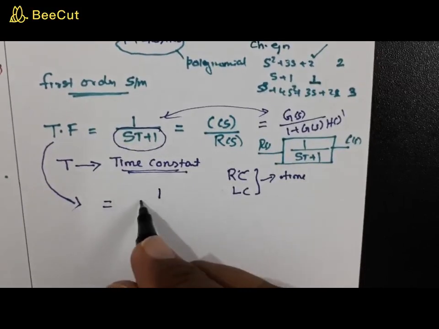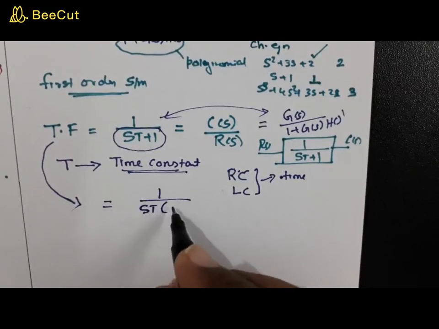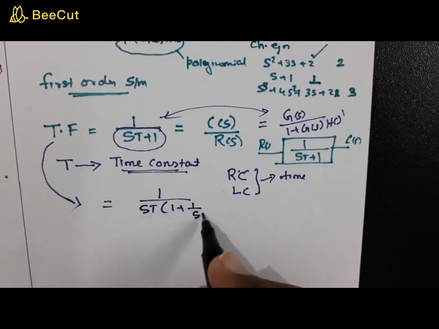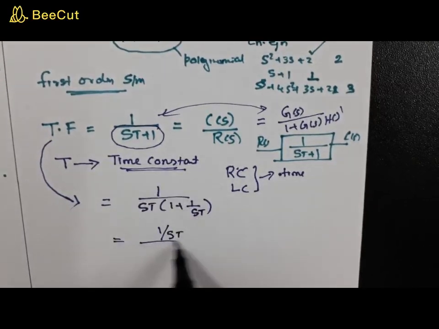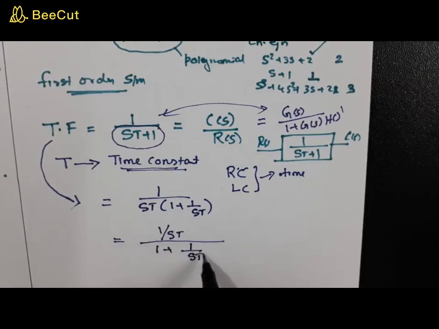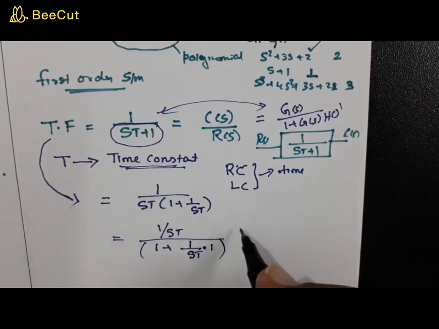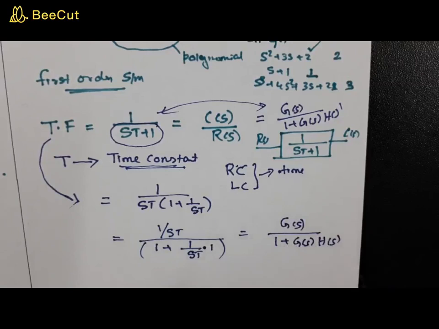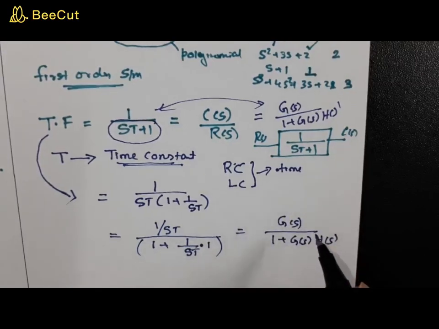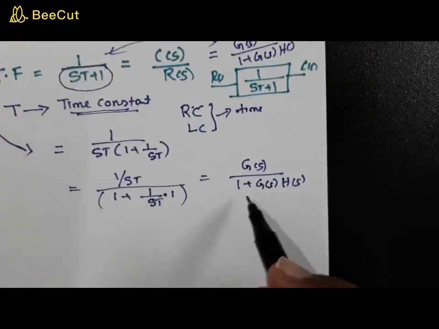So when you take sT, you will get this as sT into 1 plus 1 by sT, or you can call this as 1 by sT. You can bring this to the numerator, and you can call this as 1 by sT. Now I am just putting this as into 1. Okay, no problem in that. Now I'm again going to write this G(s) by 1 plus G(s)H(s), right?